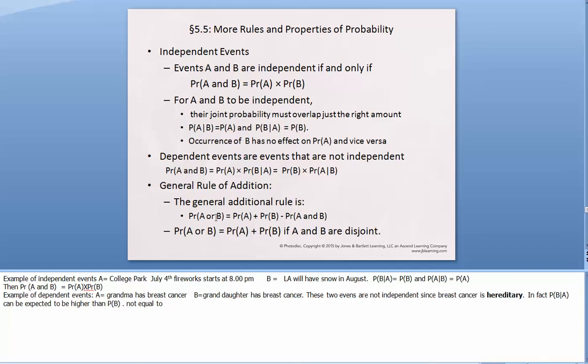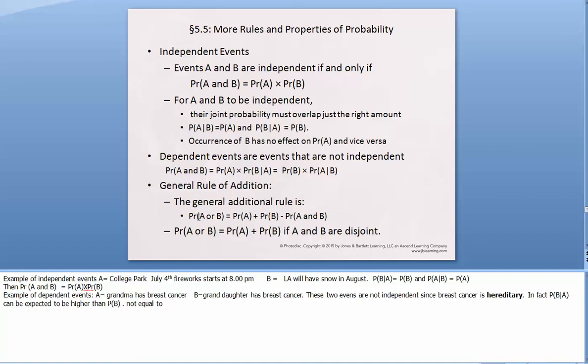Now the third rule is about the or event. This is the event that either A happens or B happens. It's different from the and event, where A and B both should happen. Here, either A or B should happen. Then you will get this or event.